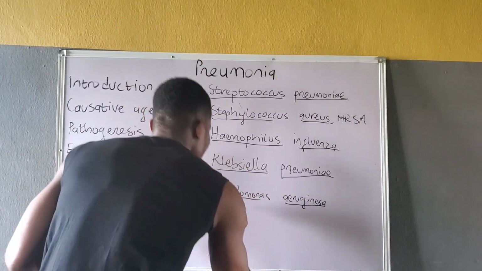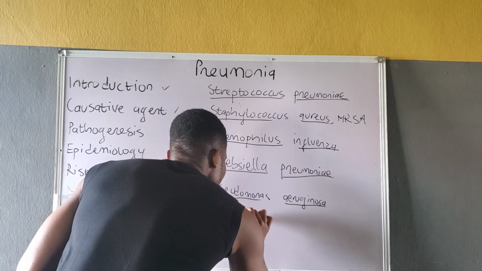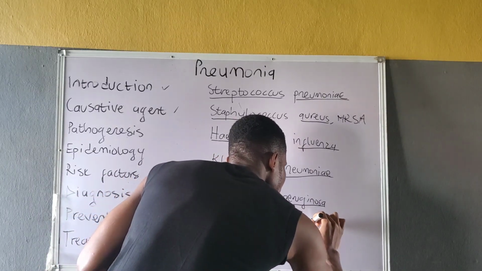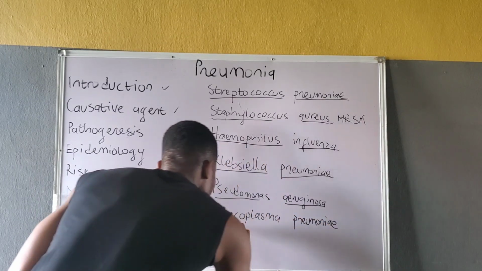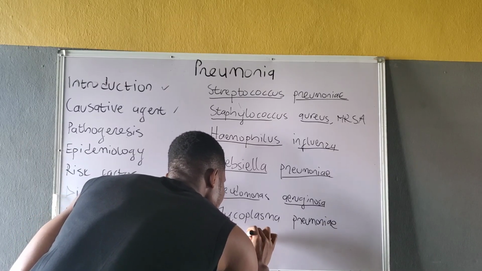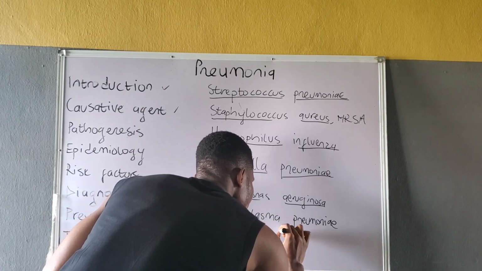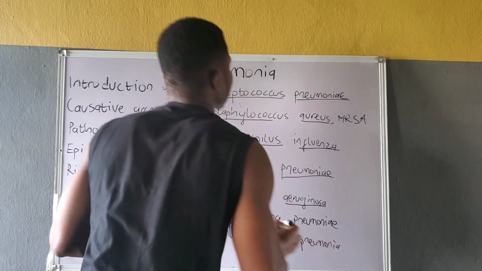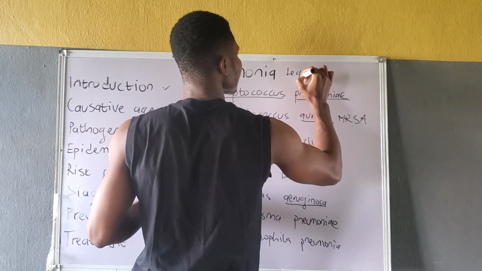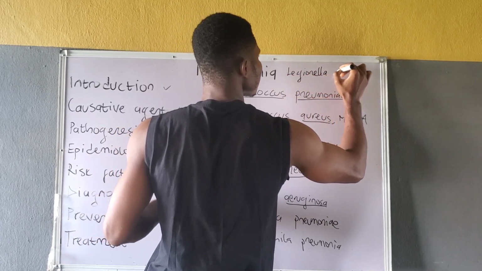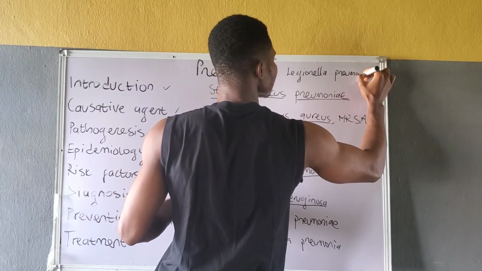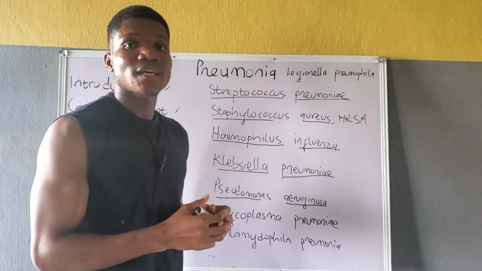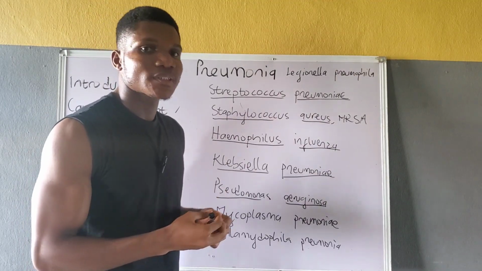Other bacteria that are involved in causing pneumonia include Mycoplasma pneumoniae, also Chlamydophila pneumoniae, as well as Legionella pneumophila. So these are the principal bacterial organisms that are major culprits in causing pneumonia.